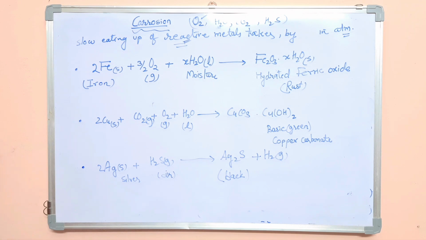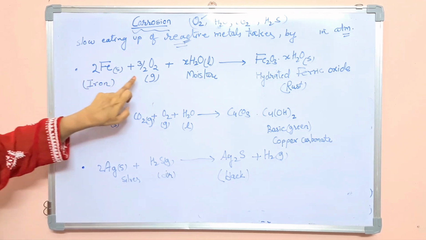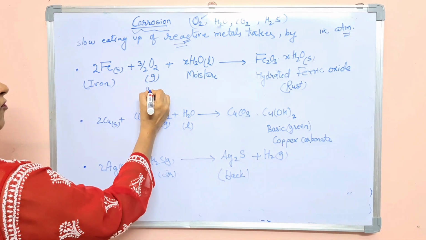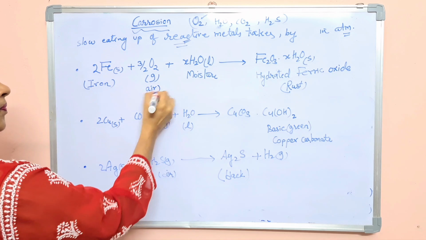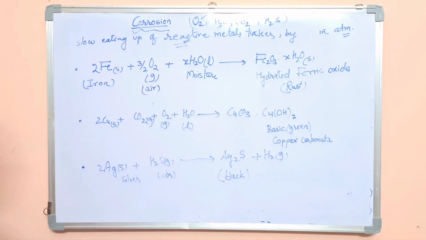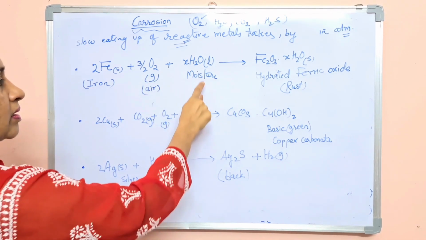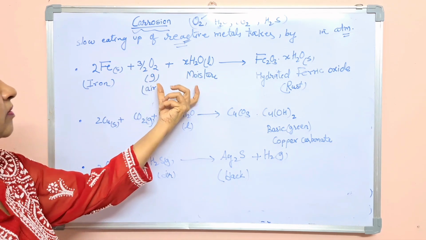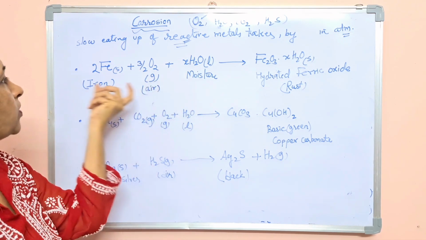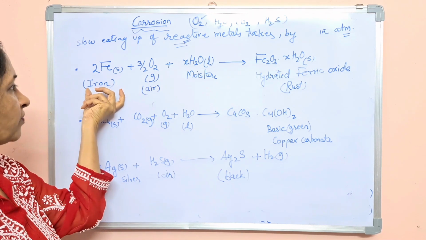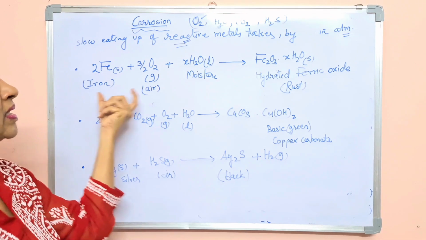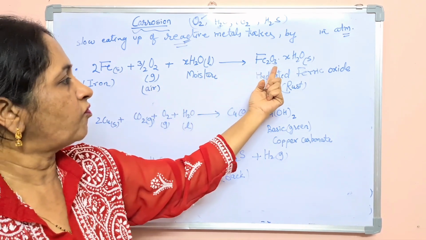So that is why it is very common in our day-to-day life. So iron reacts with oxygen. Oxygen comes from air, and water, that is moisture. When these factors responsible for the rusting or the corrosion of the iron are available, then pure iron is converted into its oxide form.